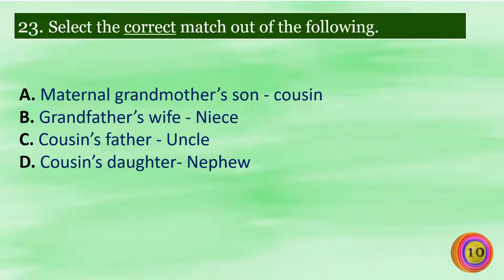Select the correct match out of the following. Option A. Maternal grandmother's son, cousin. Option B. Grandfather's wife, niece. Option C. Cousin's father, uncle. Option D. Cousin's daughter, nephew.